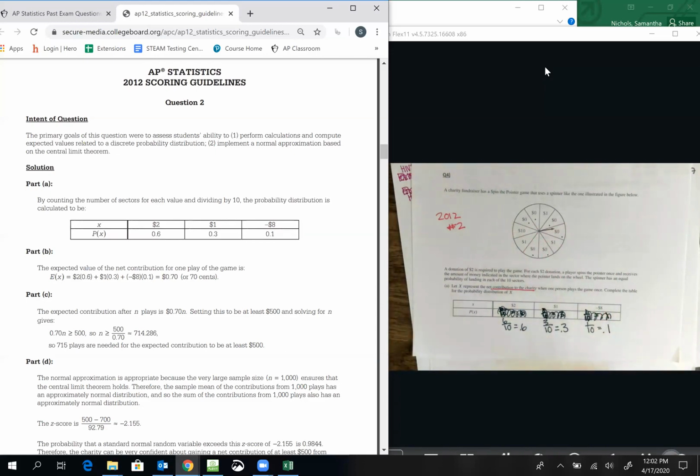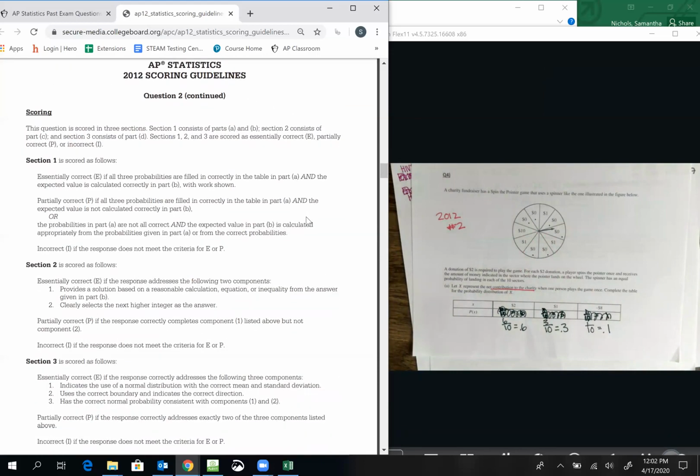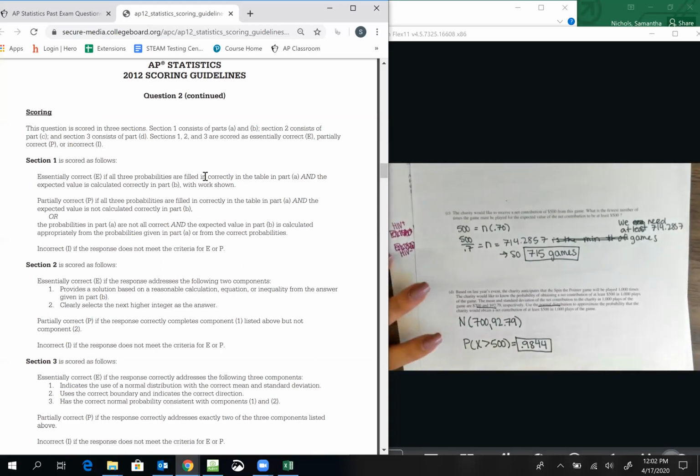So for this first part, to figure out your proportions, you just count how many times you could have won $0 over the total number of sections, and so on. My numbers match the numbers in the table. Let's see how this is scored. Oh, so section 1 is parts A and B together. So my table is good. And then I need part B to be correct as well, which is the expected count.